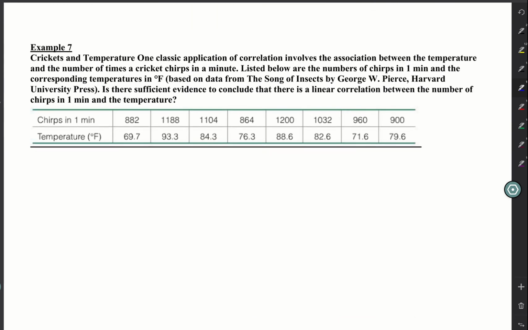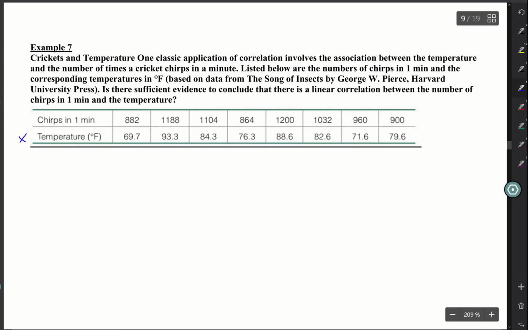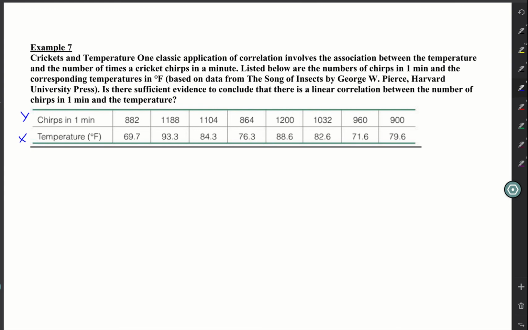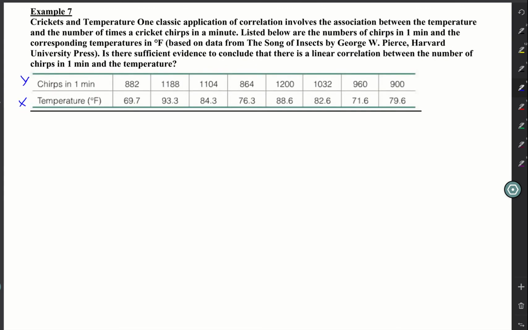So we're back to our cricket chirps, and it's a classic approach of correlation involving an association between temperature and the number of times crickets chirp in a minute. Listed below are the number of chirps in a minute corresponding to the temperature. Is there sufficient evidence to conclude that there is a linear correlation between the number of chirps in a minute and temperature? They didn't label it that way, but we've got our X and our Y because the temperature is what's affecting our amount of chirps. It's slightly different data than we had in our other example, but not that different.